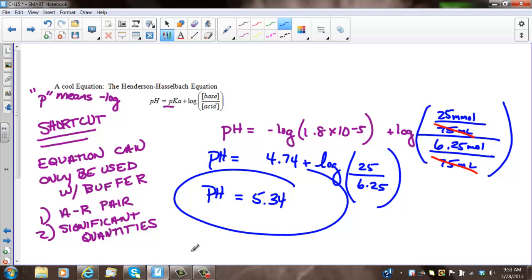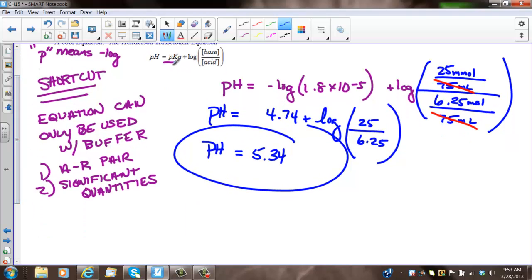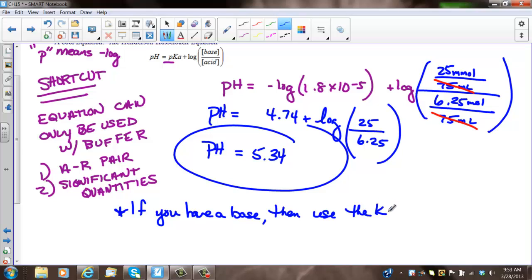I do want to point out the fact that this formula is pKa. So if you're dealing with a buffer that is basic, you have a problem. So if you have a base, then use the Kb to find Ka, because you know that Kw equals Ka times Kb.